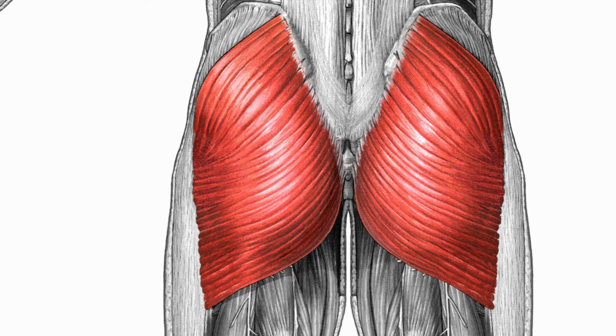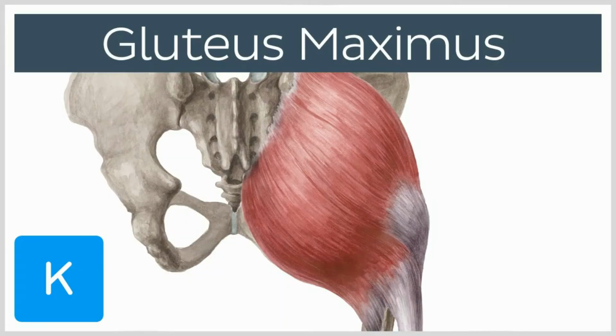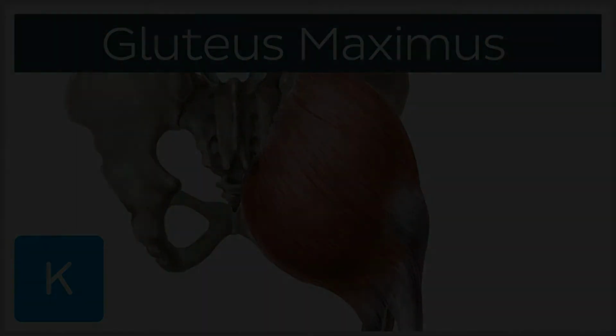in the human body. It is connected to the coccyx or tailbone as well as the surrounding bones. The gluteus maximus muscle is responsible for movement of the hip and the thigh.